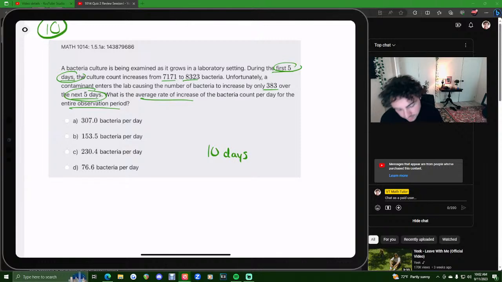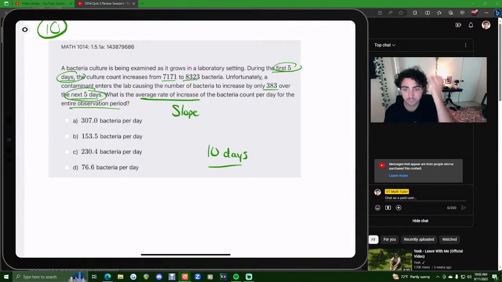They are asking us, what is the average rate of increase over that entire 10 days from start to finish? What is the average rate of increase? The biggest thing is probably this. Anytime you see the phrase average rate of change or average rate of increase or decrease, whatever, average rate is just a fancy phrase for the slope. It just means find the slope over the entire observation period, or the entire 10 days.